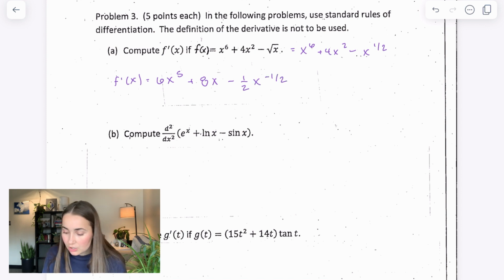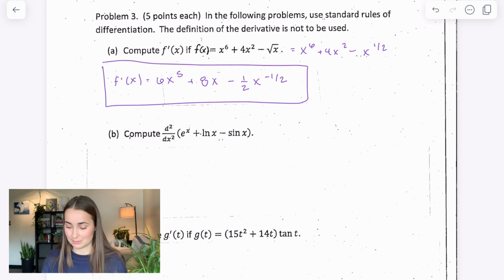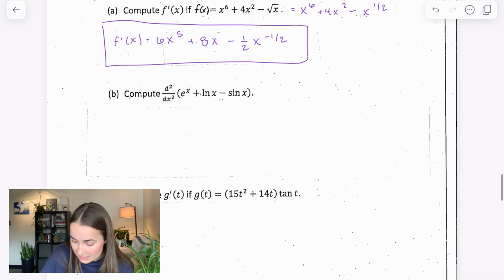Notice that in this problem, it doesn't say we have to simplify it, which means we're going to take the lazy way out, guys. Try to save time on your exams. If it doesn't say simplify it, don't simplify it. Now we're going to go ahead and compute the second derivative of this function. So let's go ahead and compute the first derivative.